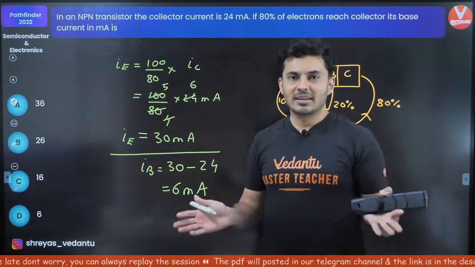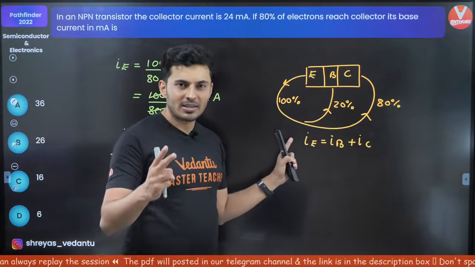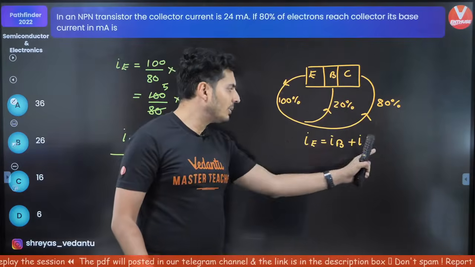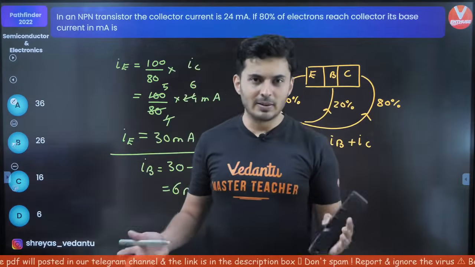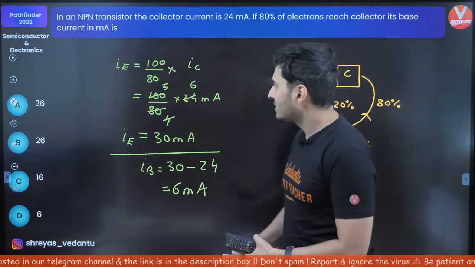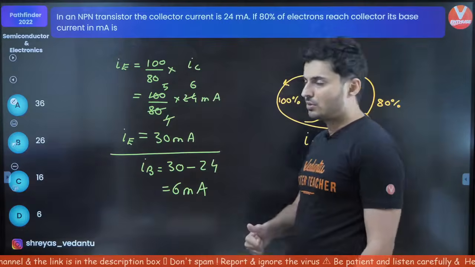So what was the trick? The trick is just to remember how the currents flow. Number one, draw a simple diagram. Number two, remember the basic formulas. Emitter current is base current plus collector current, and the alpha beta formulas. That's it. Rest all is simple numerical maths. Is that clear? Or can we go ahead to the next question coming up on your screen?